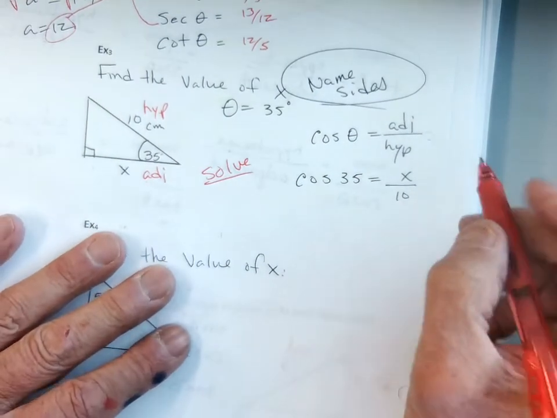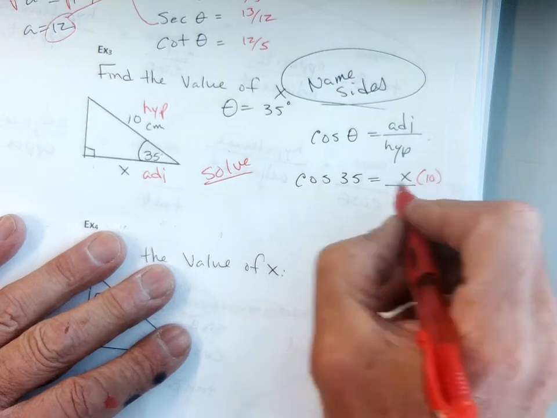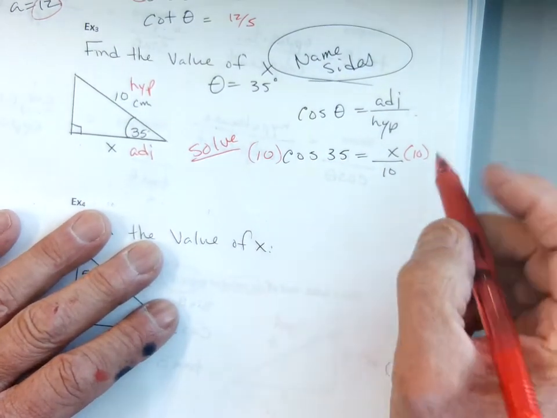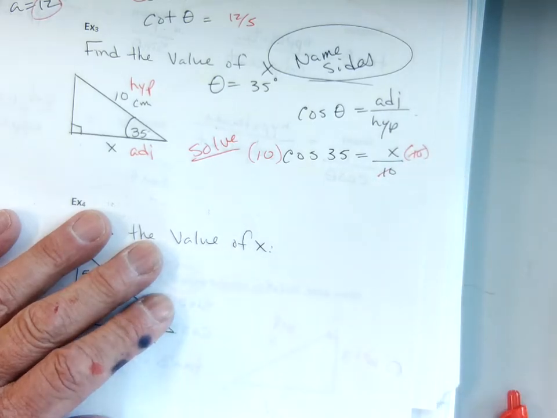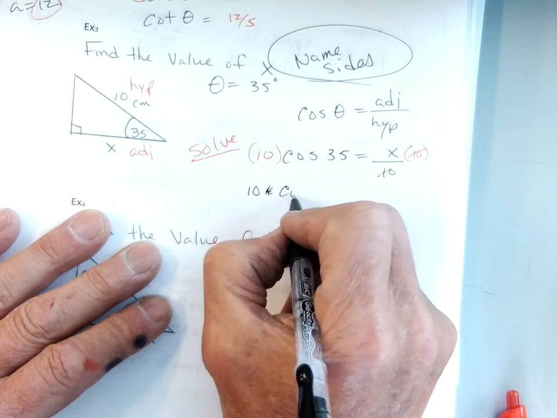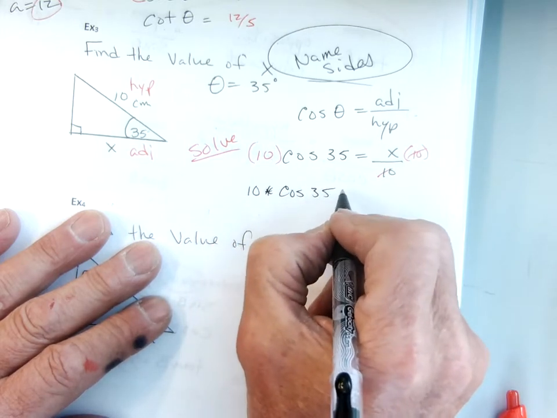So if I multiply both sides by 10, right? Multiply both sides by 10. The 10's cancel, and you're left with 10 times the cosine of 35 equals x.